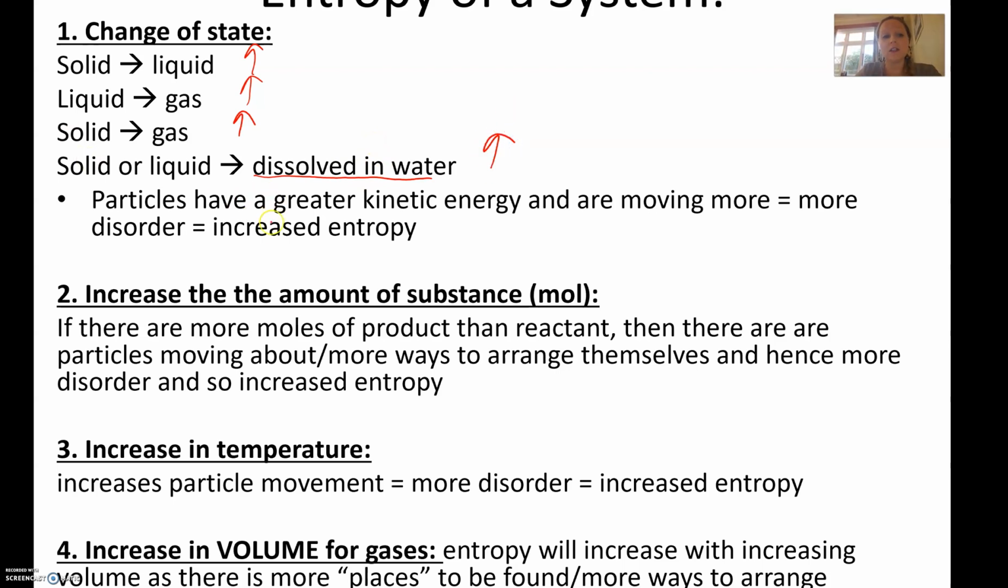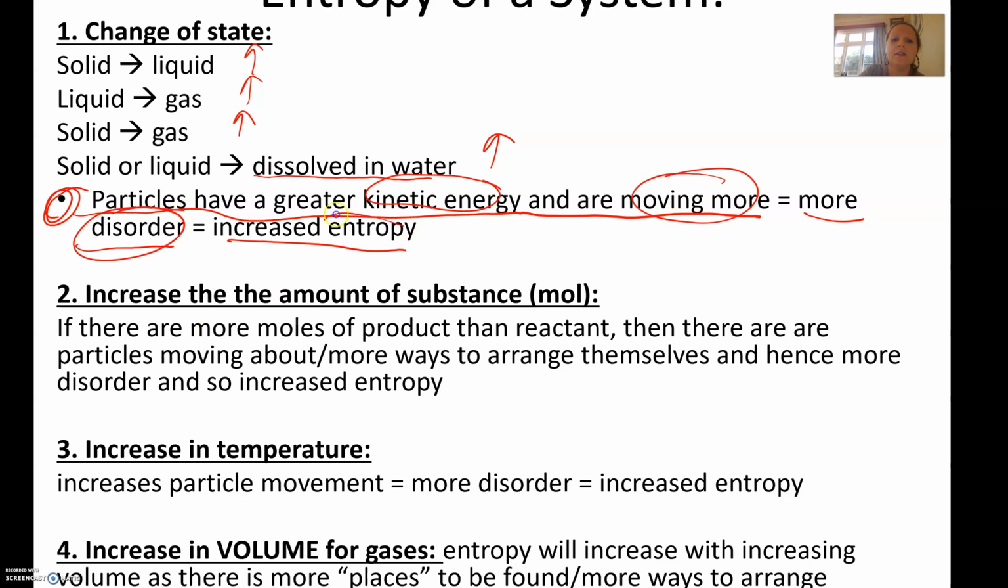So in all of these 4 situations, the particles have greater kinetic energy, are moving more, and therefore there's increased disorder and increased entropy. If you could put that sentence together, then you get a merit for that part of the question, which is pretty crazy. My suggestion to you is every time you're talking about a state change, make sure you use the words kinetic energy, link it to moving more, link it to the word disorder, and then link it to entropy. Those are the 4 points you need to cover to get full marks. So particles would have a greater kinetic energy, therefore they move more, therefore there's more disorder and increased entropy.